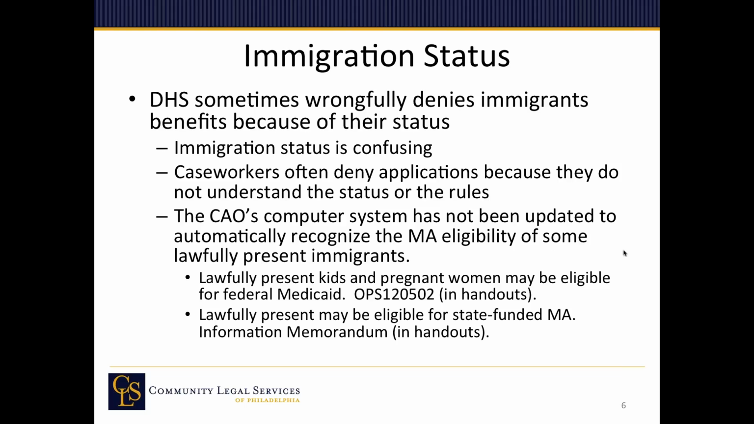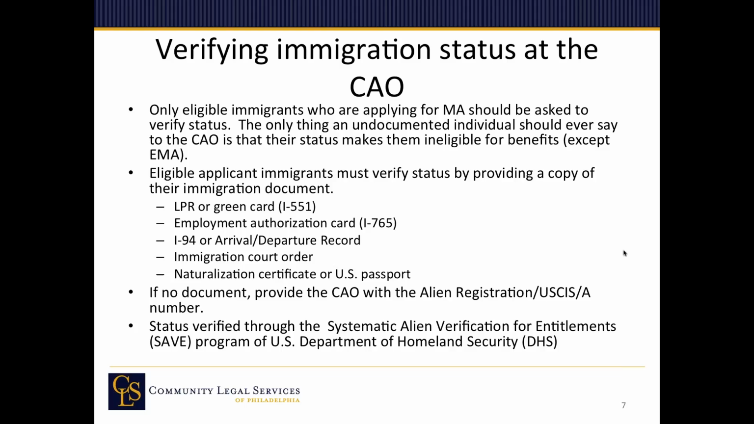So, immigration status. Folks dealing with immigrants know that the County Assistance Office will sometimes wrongfully deny benefits to immigrants just because of their status, and there are a number of reasons for that. First, immigration status is very confusing. I did my best to lay out the framework of immigration status and how to figure out what somebody's status is during our last webinar on Thursday, but there's no way around it. It is confusing. It's confusing for immigrants, and it's confusing for the people at the County Assistance Office.